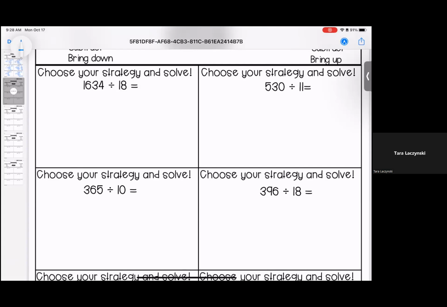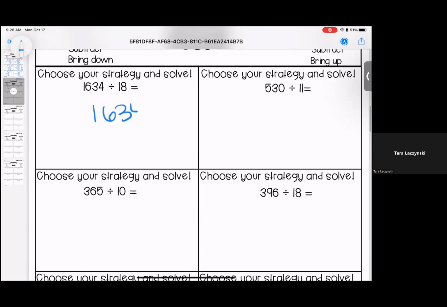So this is page 2 of our work for the week, where we have 1,634, and we are dividing that by 18. So I'm starting off with my questions. Does 18 go into 1? 16? 163? Yes. Over here, I can do guess and check to figure out how close I can get.